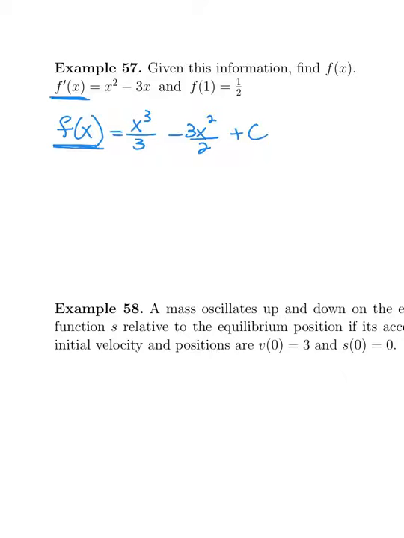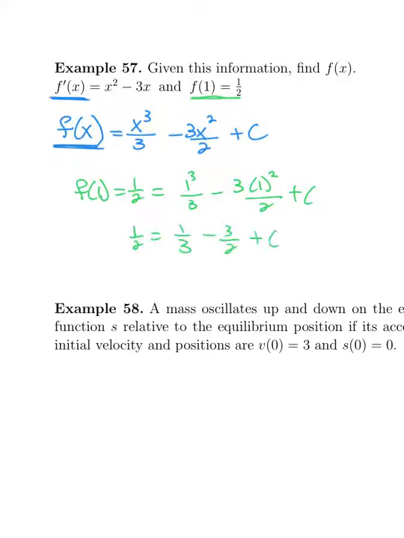Pretty easy. But then I'm going to use what's called an initial value. What that means is that I'm going to plug in 1 to my original function, and it better be equal to 1/2. Let's write that out in the correct notation. So f of 1 is 1/2. That just means I'm going to plug in 1 into my function, and it better be equal to 1/2. And then I can solve. So now I have 1/2 equals 1/3 minus 3/2 plus c.